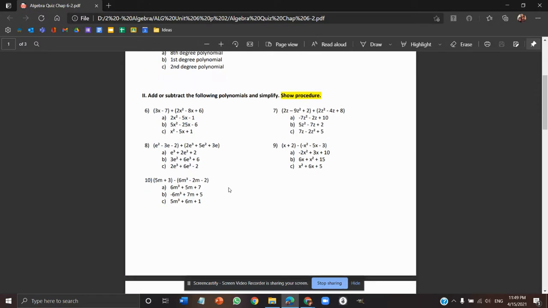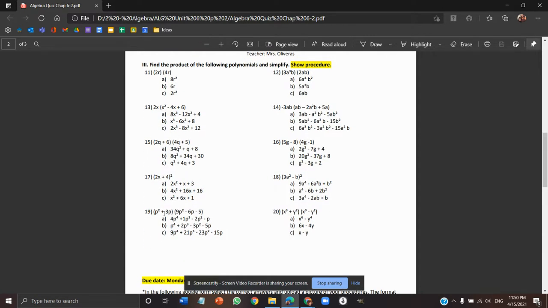In the second part, it says add or subtract the following polynomials and simplify. You must show the procedure, meaning that if I do not see a procedure in this part, I cannot give you credit for your work. Even if it's a simple procedure, you have to show me your procedure. I have to see what you are thinking or how you are doing your exercises. You're going to choose the best answer.